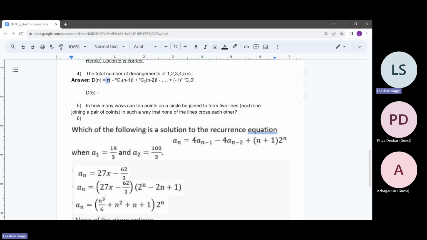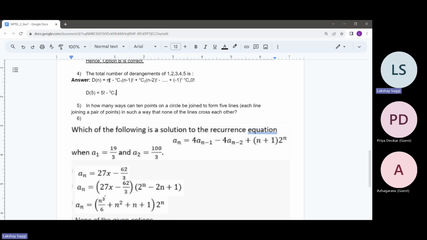So this n factorial is the total number of ways. Then we subtract the number of ways in which at least one person goes to its ith place, like there exists one i where the ith person goes to the ith place. Then we subtract where two people go to exactly their places. Then, yeah, something like this. So now to find out this d5, we can just calculate this 5 factorial minus... So we just put this n equals 5 here.